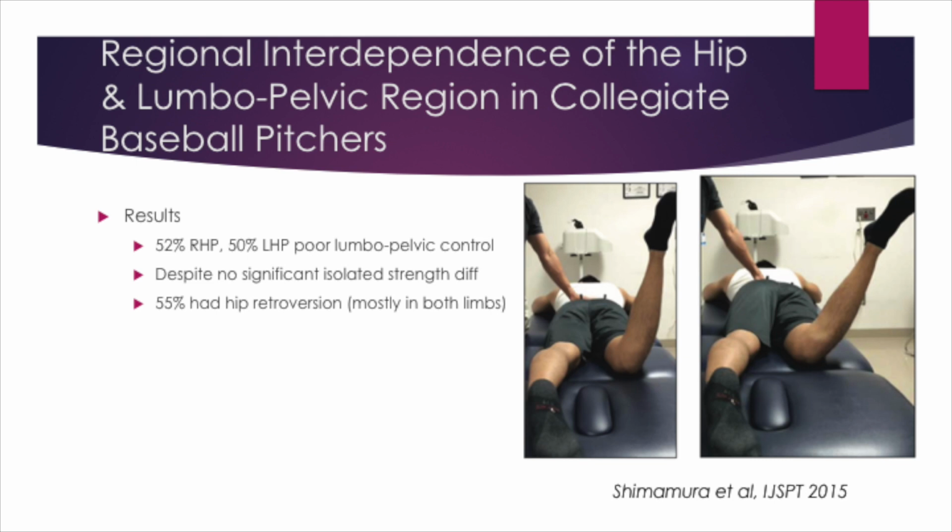Now, the authors found that these pitchers did not have any significant strength deficits, but about half of them had poor lumbopelvic control, meaning that the anterior superior iliac spine and the posterior superior iliac spine were moving early or excessively during the hip internal and external rotation movements. A little more than half of the pitchers had hip retroversion. This is not something we can necessarily control, but we can improve lumbopelvic stability.